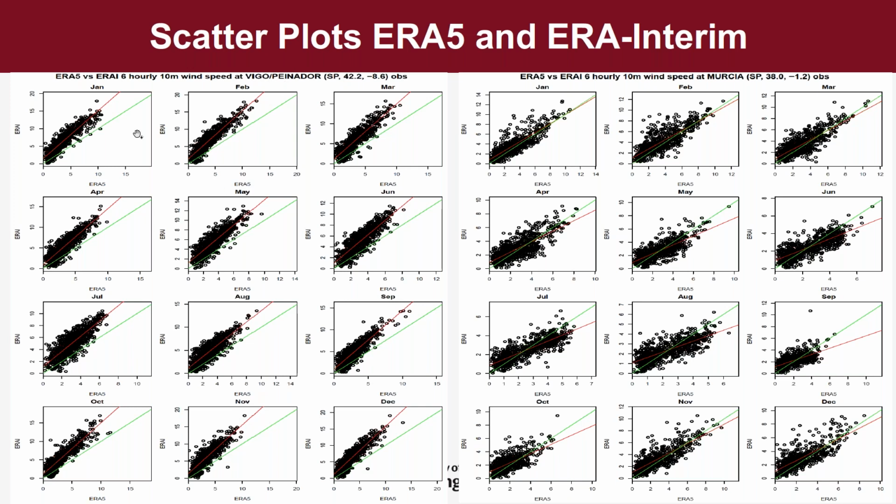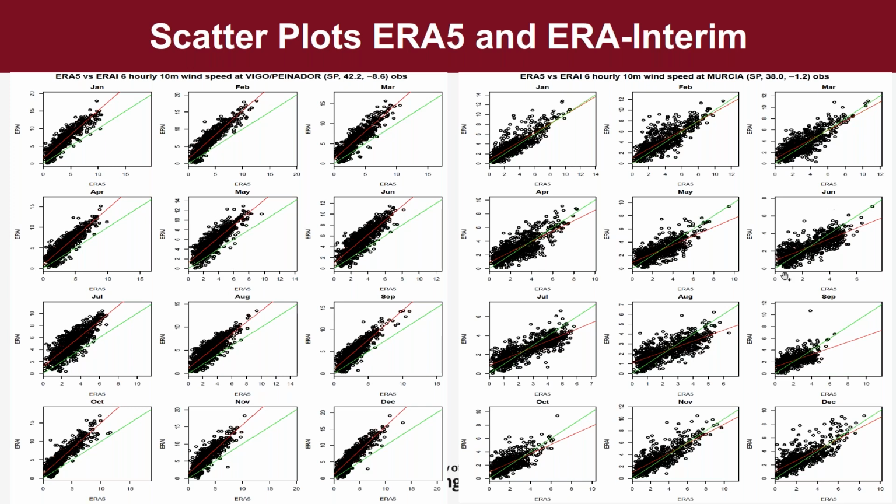It's ERA 5 against ERA interim, and ERA 5 is on the x-axis and ERA interim is on the y-axis. And you can see here the green line is still the one-to-one line and the red line is the regression fit. And you can see that most of the ERA interim grid box data is above the ERA 5 data at Vigo. And so this means that ERA 5 is less windy than ERA interim at Vigo.